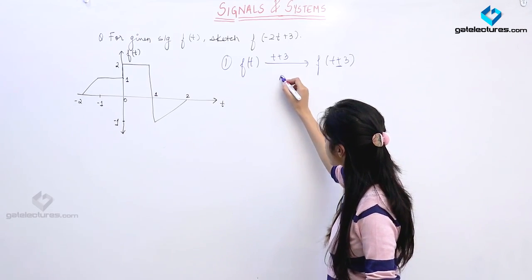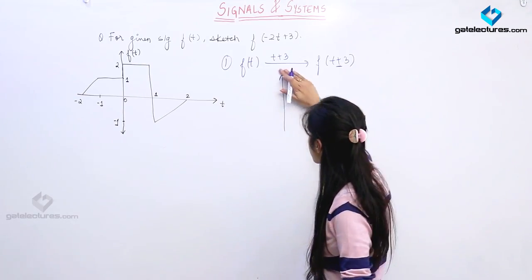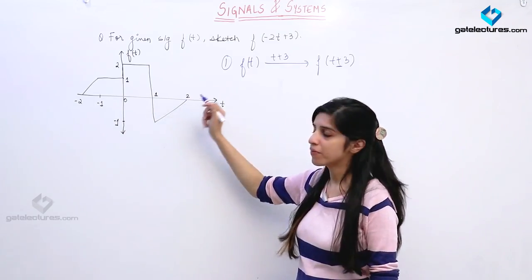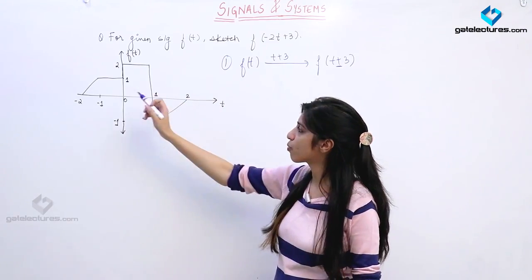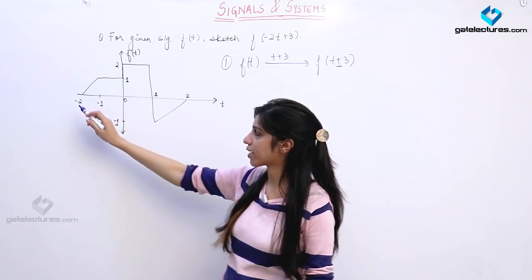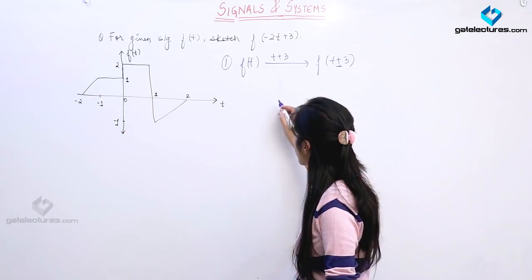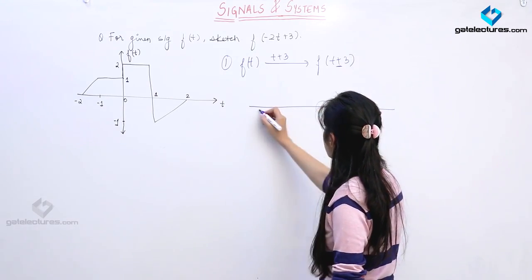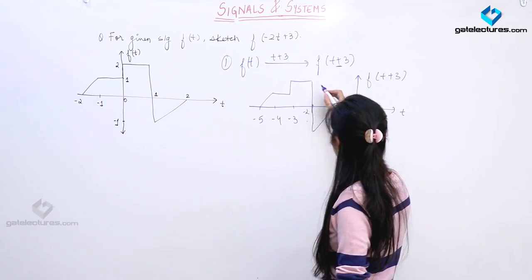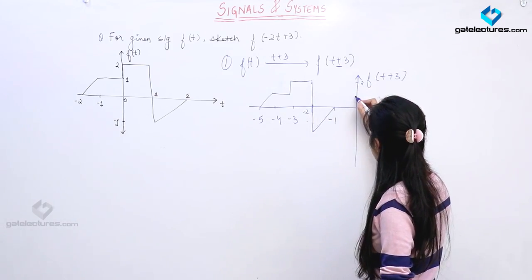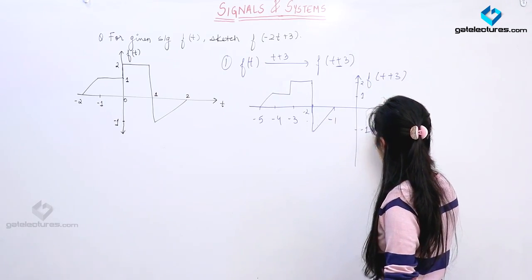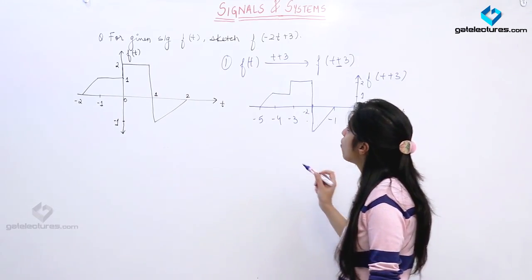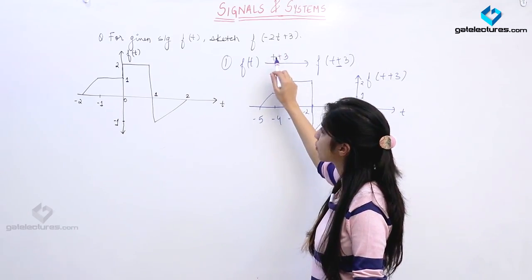So if I just sketch f of t plus 3, okay. Previously this signal was lying between minus 2 and 2, and now if I subtract 3 from all these instances, it is going to lie between minus 5 and minus 1, okay, minus 5 and minus 1. If I just sketch it, this is how the signal is going to look. So this is how f of t plus 3 is going to look. Now we have already time shifted the signal.